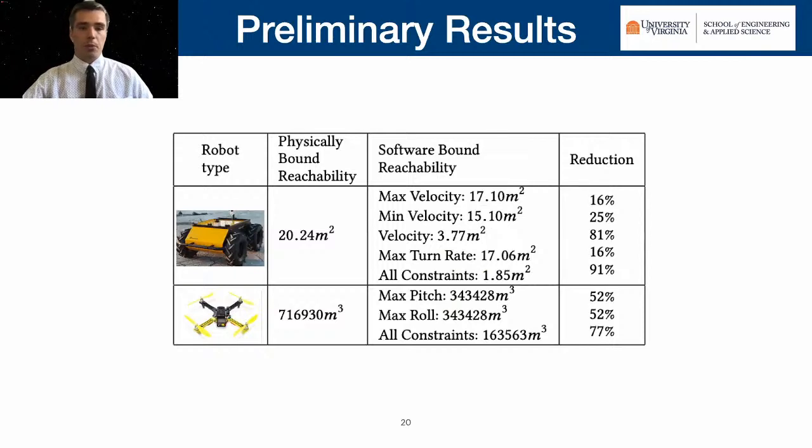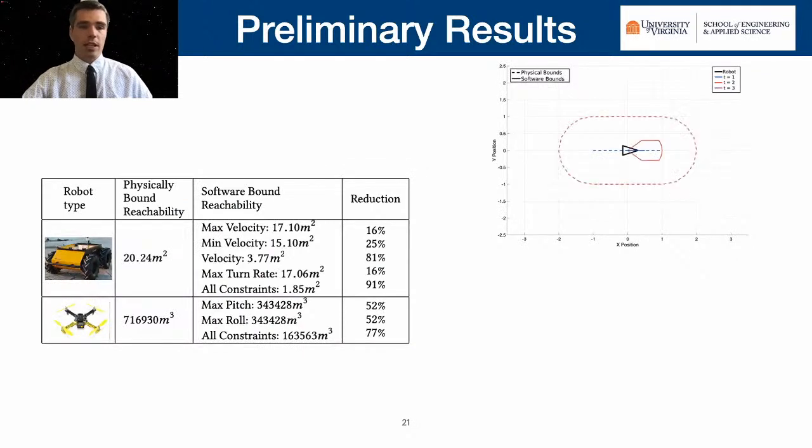Using these new bounds, we computed the reachable set. We found that for the differential drive robot that we studied, there was a 91% reduction in the reachable set when considering the software bounds. Similarly, we found a 77% reduction in the total volume of the new reachable set for the quadrotor. We can visualize these reductions.